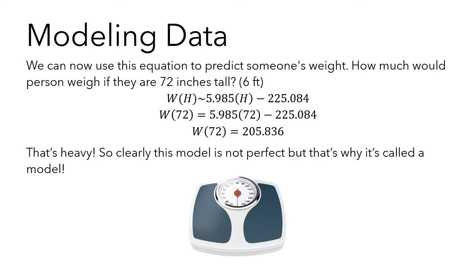So how much would a person weigh if they are 72 inches tall, or 6 feet? Plug in 72 for h, solve it out, and we get 205.836, and that's in pounds. So clearly that's not perfect, because that's too heavy for a 6-foot person. This model is not perfect, but that's why we call it a model. So in general, it did measure the direction of the data.